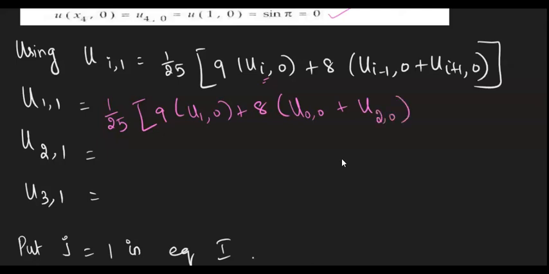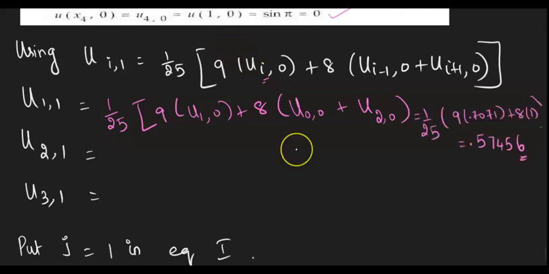So now we know these values, and we are going to substitute these. So this is 1 by 25, 9 into u of 1 comma 0, which is 0.7071 that we have calculated, and u of 0 comma 0 is 0, and this is 1. So 8 into 0 plus 1, so I have written 8 into 1. If you calculate this, it is 0.5745. Again, after 5 we are getting 6. Since this is above 5, I am truncating this and making this 5 as 6. So truncate the last digits properly. So this is u of 1 comma 1.